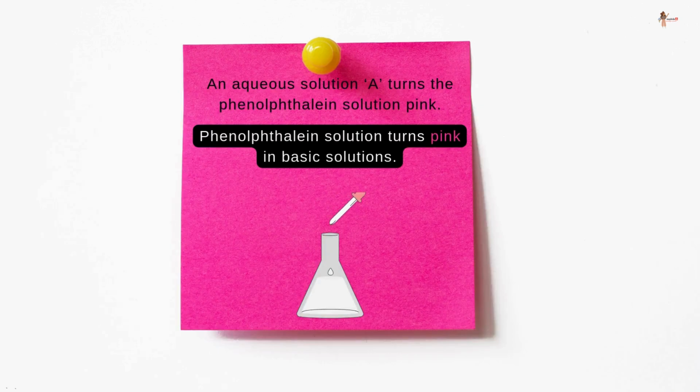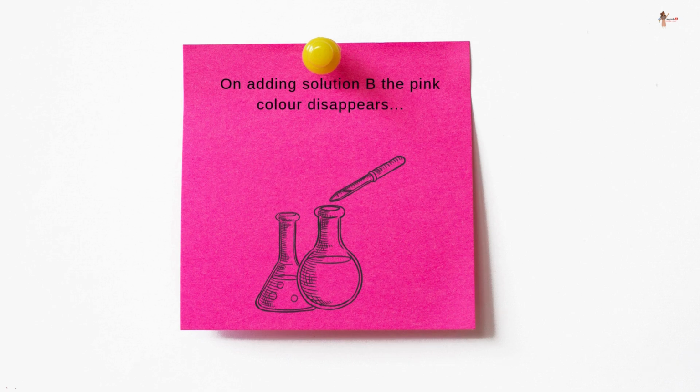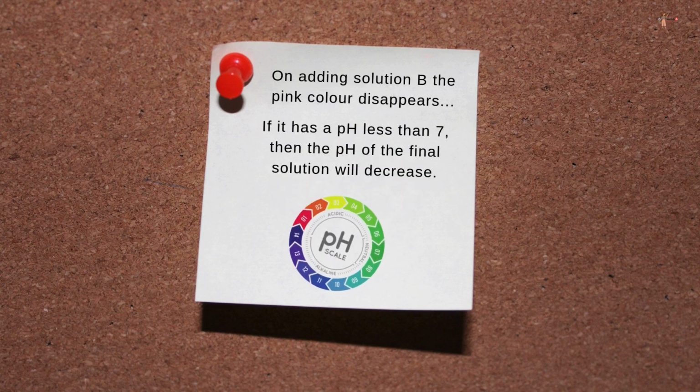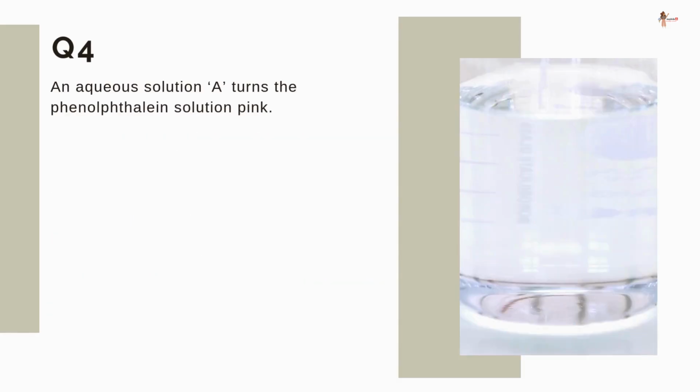Phenolphthalein solution turns pink in basic solutions. That means A lies in the pH range above 7. On adding solution B, the pink color disappears. If it has a pH less than 7, then the pH of the final solution will decrease. Hence, option C is correct.